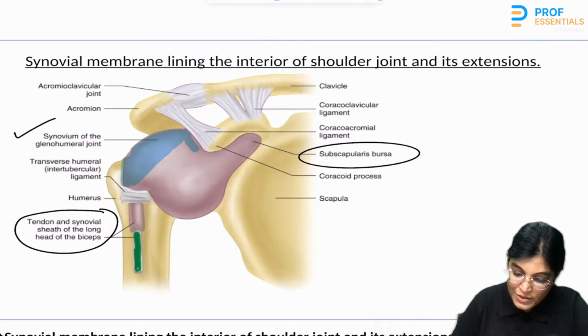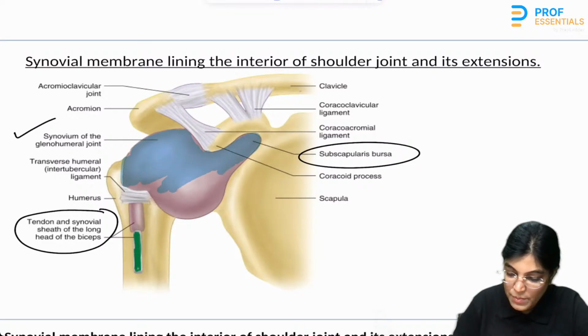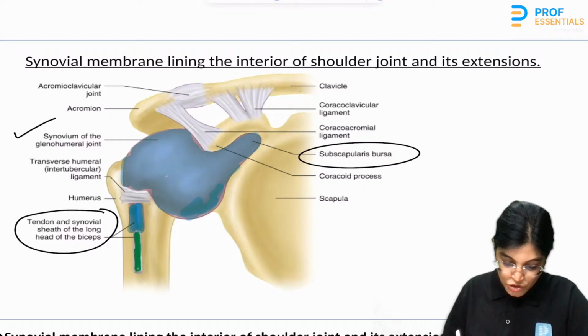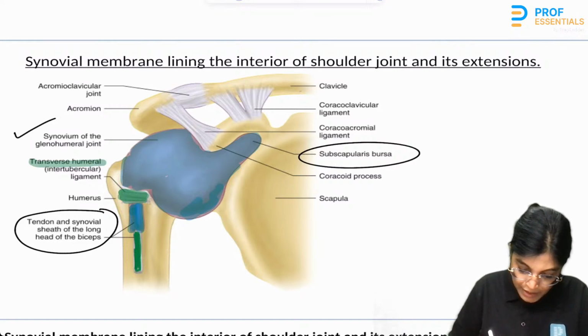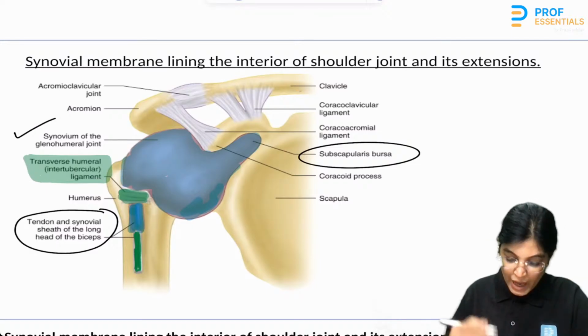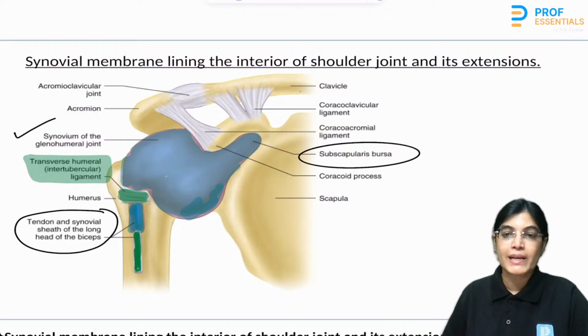You can see this extending from the anterior aspect, with communication with the subscapular bursa. This synovial membrane and sheath is covering the tendon of the long head of biceps brachii. Here you can appreciate a ligament called the transverse humeral ligament. This transverse humeral ligament connects the greater and the lesser tubercle of the humerus bone, and beneath it passes the long head of biceps brachii.